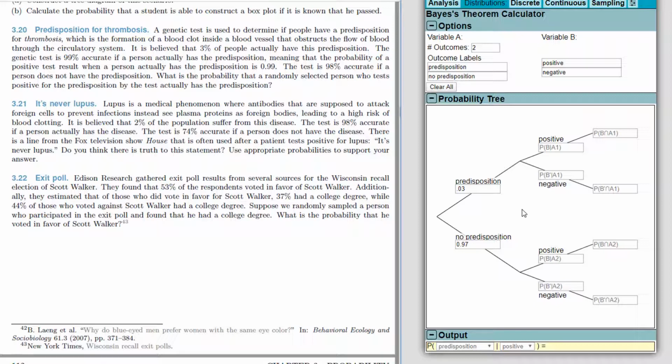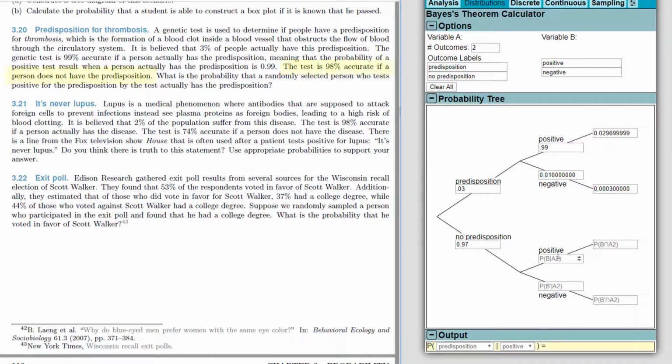The next thing it tells you is if a person has the predisposition, then the probability of a positive test result is 0.99. So I'm going to put that in here, the probability of a positive test result if they have the predisposition. Now clicking out of this, it's going to calculate everything else in this part of the tree.